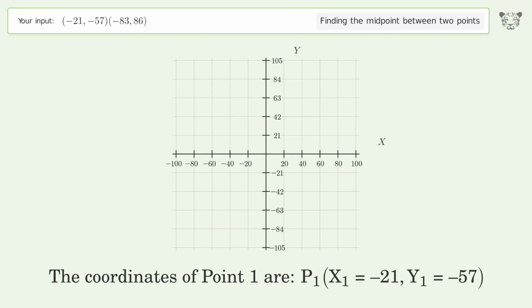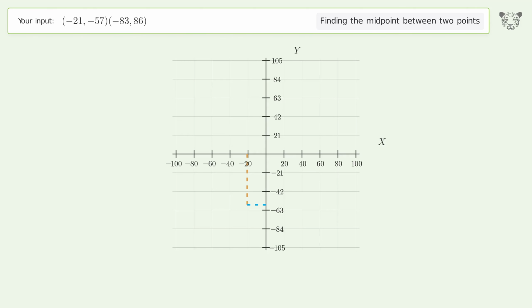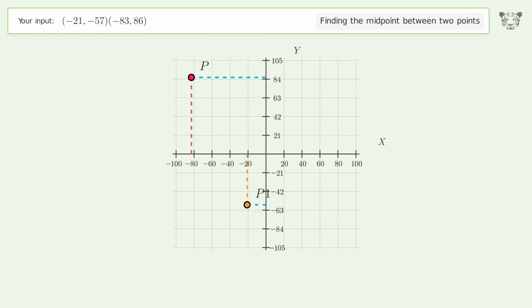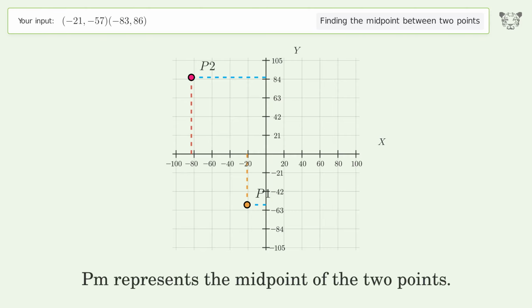The coordinates of point 1 are, x1 equals -21, y1 equals -57. The coordinates of point 2 are, x2 equals -83, y2 equals 86. PM represents the midpoint of the 2 points.